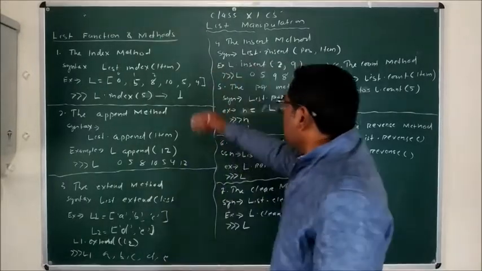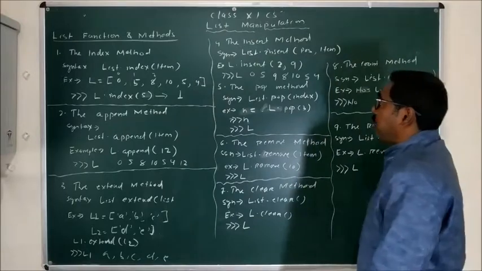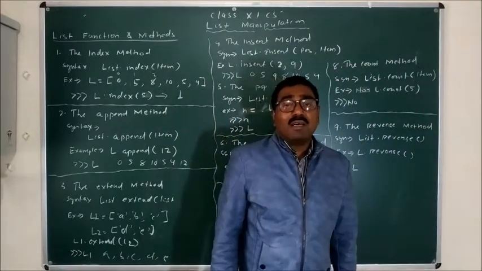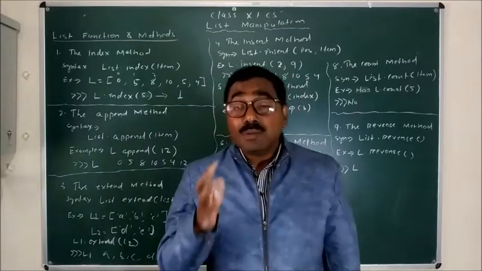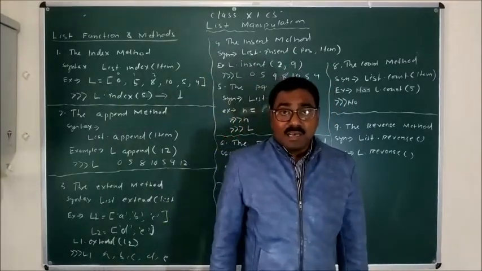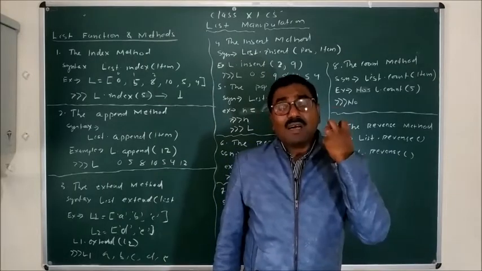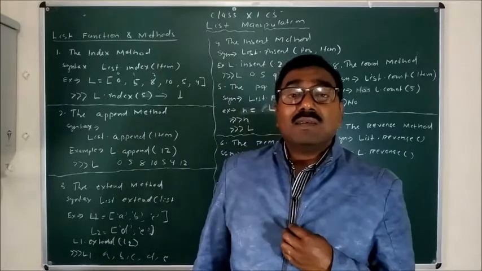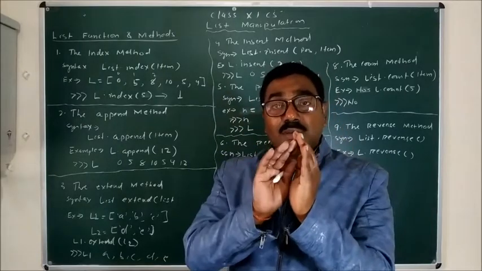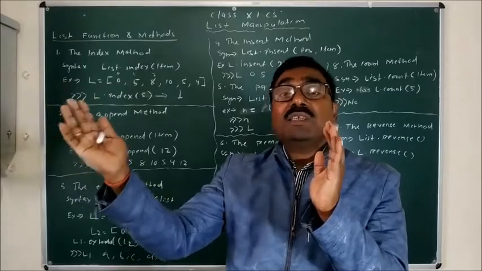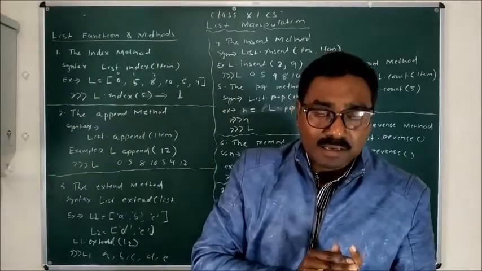Now after this command, the 5th command is the pop method or pop function. The pop method or the pop function is used to remove an item from the list. So whenever we are removing an item, the rest of the items after that particular item, whatever be the items stored in the list, will be shifted toward the left.